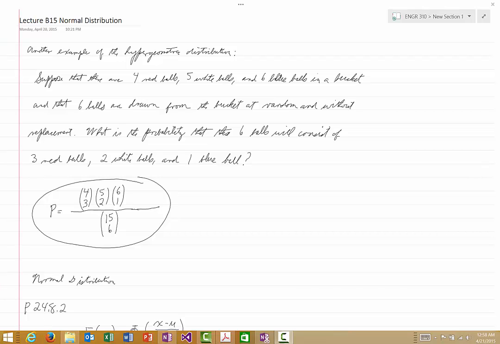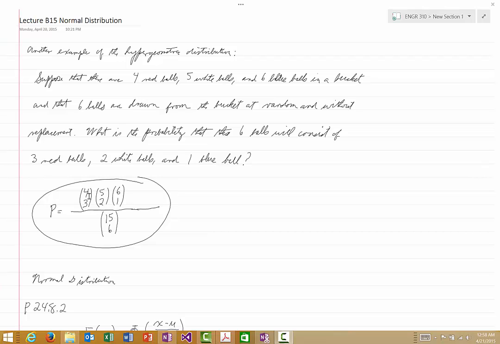But of course, we're not interested in all of those ways. We're only interested in the ways that would give us 3 red balls, 2 white balls, and 1 blue ball. So how many ways of picking 6 from 15 would yield exactly those results? Well, let's just look at each one separately. And how many ways can you pick 3 red balls from 4 red balls? 4 choose 3.